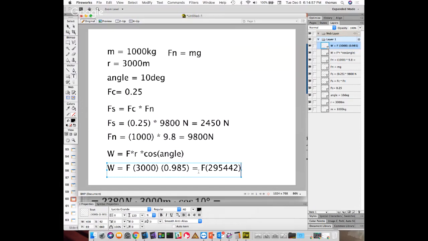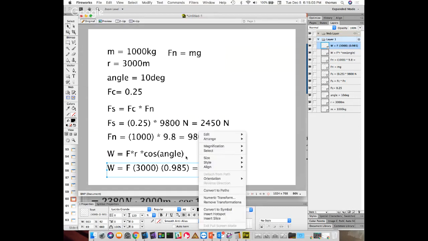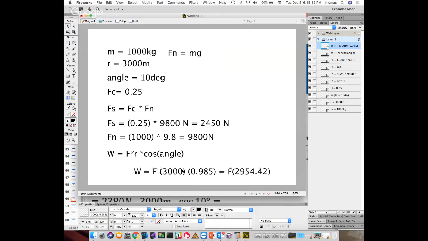Right? So those are the numbers. 295442. It's the dot that's missing. Yeah, come on, Tom. Today my electronics is just not working. Maybe it's my brain. That's what it is. My brain's not working today.